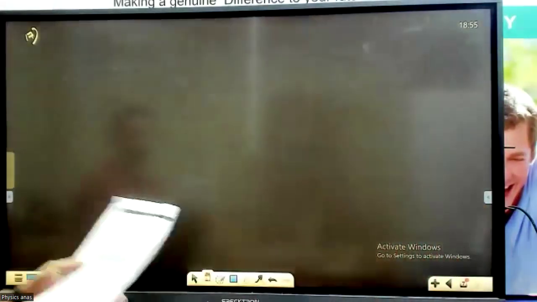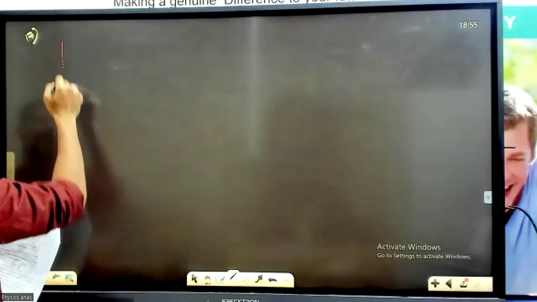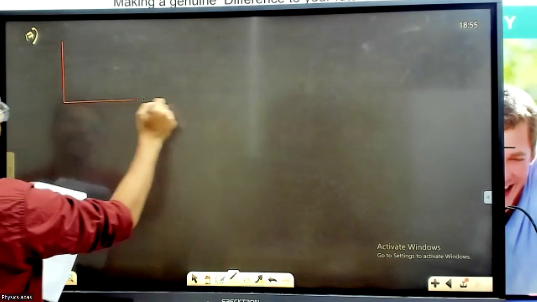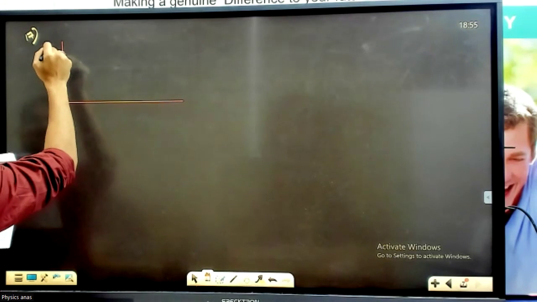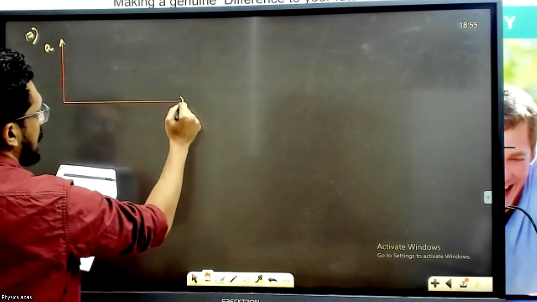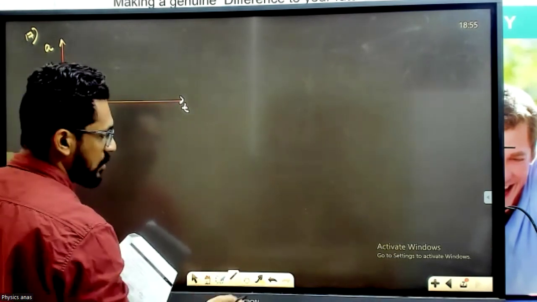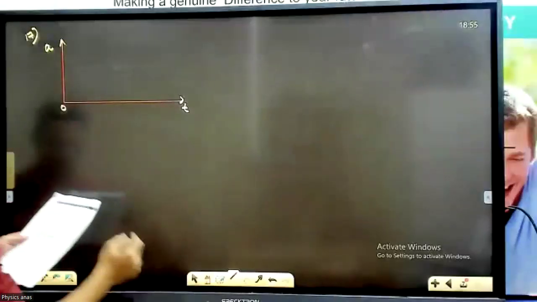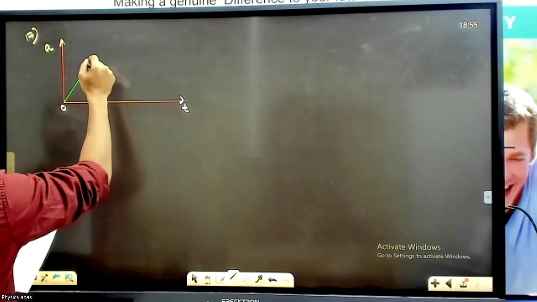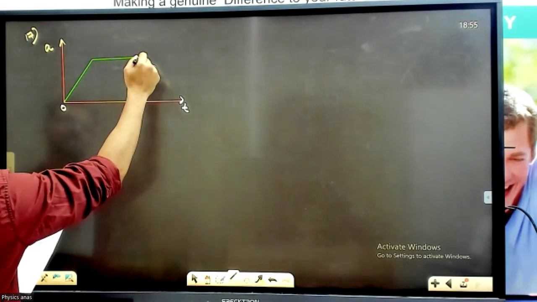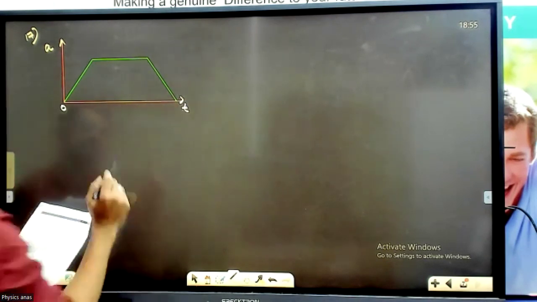Okay. So draw that figure. What is that? That is an acceleration time graph, right? Acceleration is on the y-axis, time is on the x-axis. Just draw the graph. It is like this.